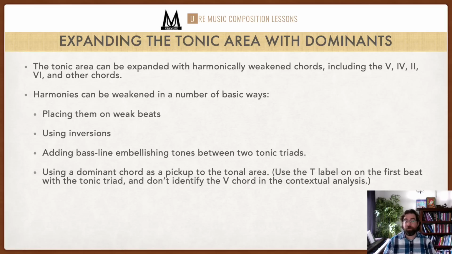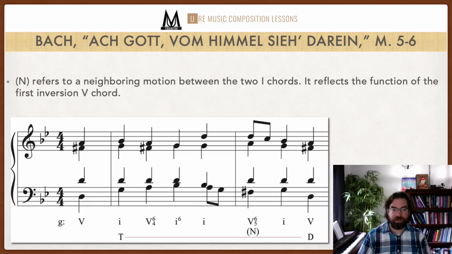You can use a dominant chord as a pickup to the tonal area. So this is what I was talking about earlier. I'm going to show you an example of this. But you can use the T label on the first beat with a tonic triad and just don't identify the 5 chord in the contextual analysis. So let me show you an example of this. So here we have the 1 chord going up to 5. So here we have a 5 chord, we've got another 1, and a 5 chord. The melody doesn't end on this 5, this 1, or this 5, or even this one here.